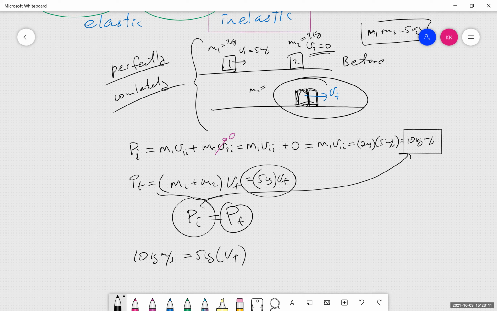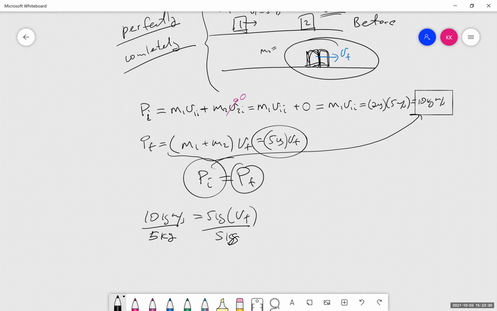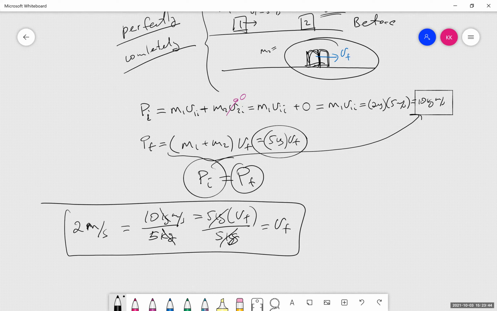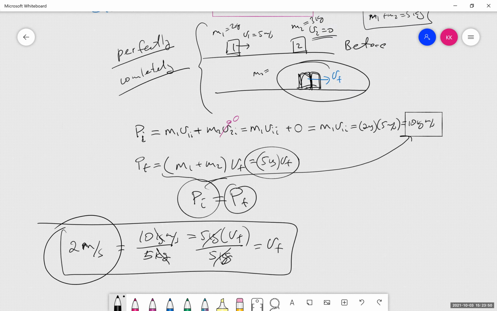This is the total momentum of the system before the collision. This is the total momentum of the system after the collision, but it's a product of mass times velocity. I just have the mass, but not the velocity. Then all we have to do is solve for velocity. That means divide both sides by 5 kilograms. And then I can say final velocity equals 10 kilogram meters per second over 5 kilograms. This gives me 2; the kilograms cancel out, so 2 meters per second. That means those two together after the collision are going to stick to one another and move at 2 meters per second.